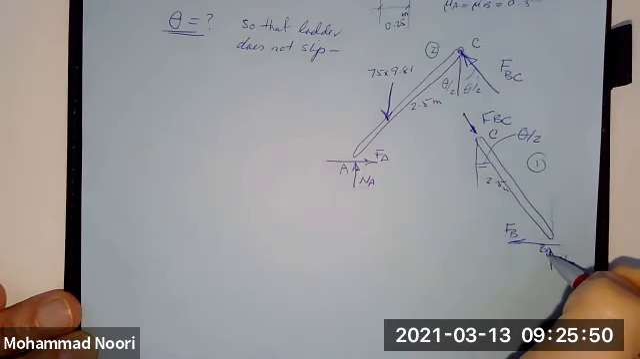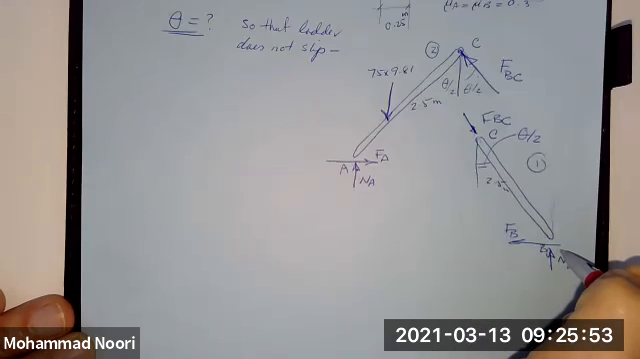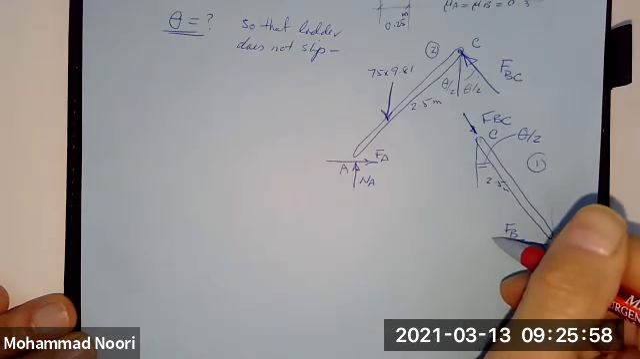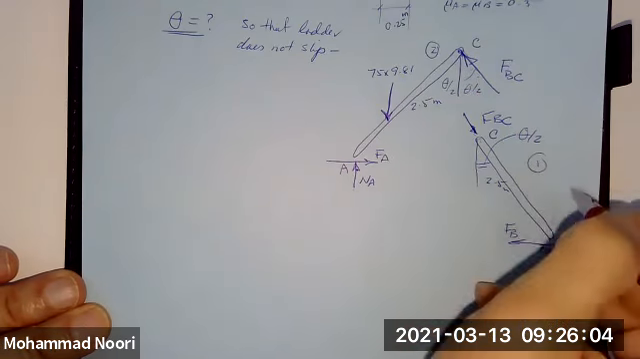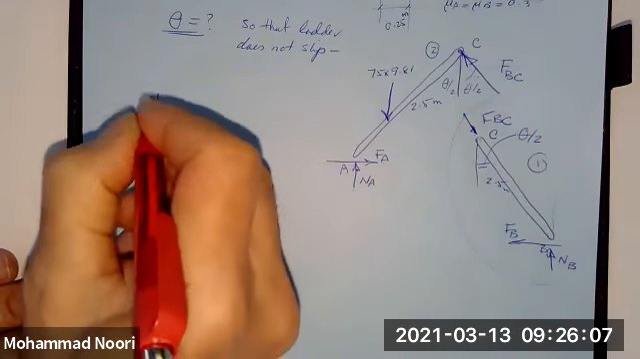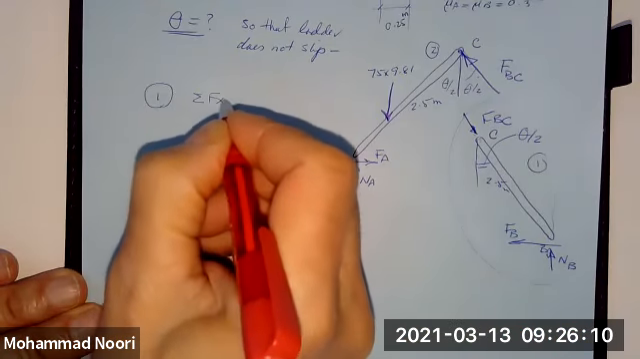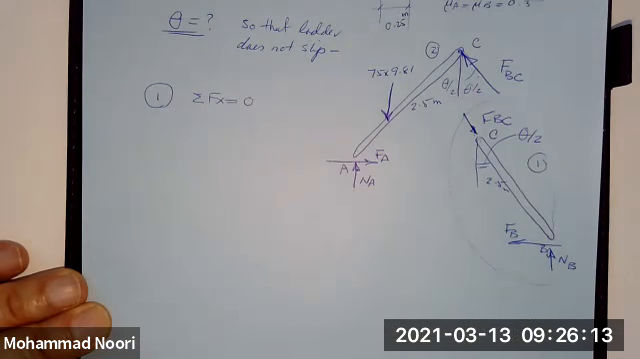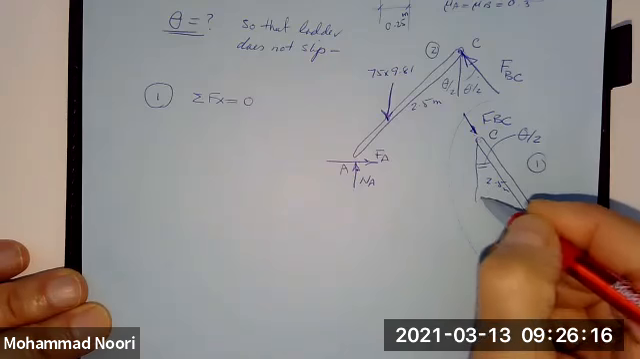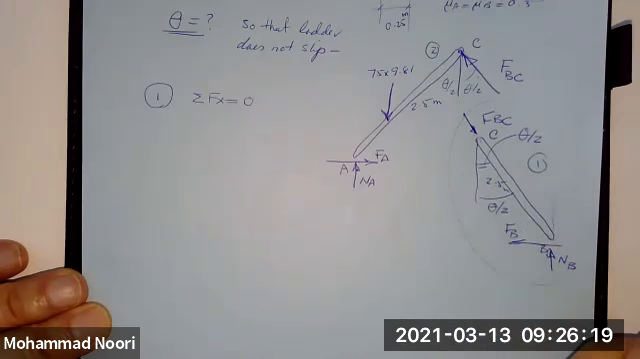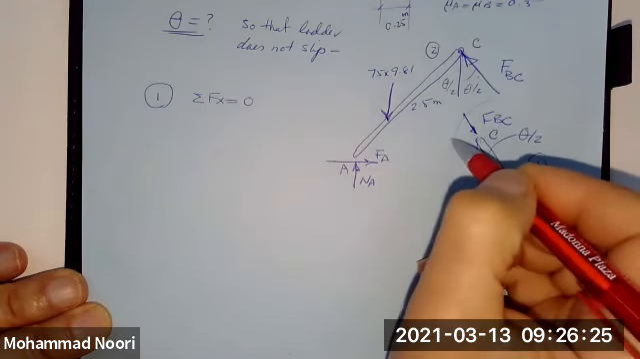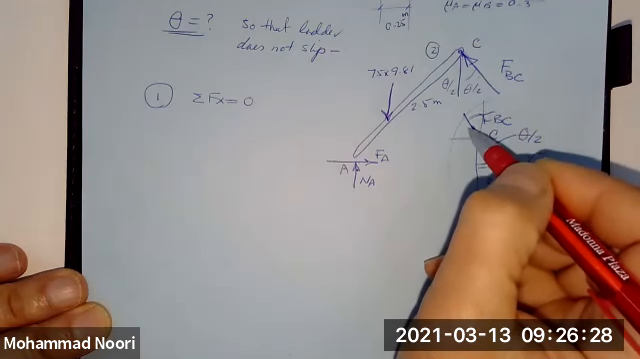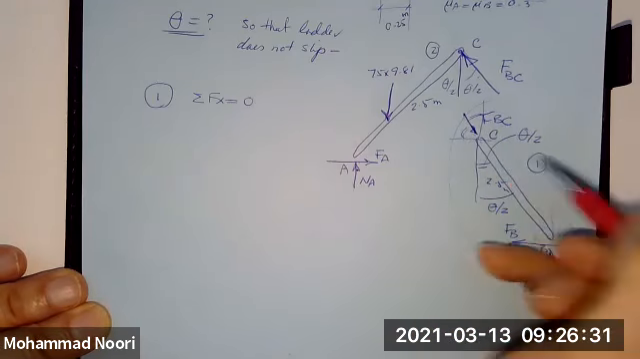I look at this problem and I see that although I have two unknowns here, because F of B is also mu sub n, but by the way, mu's are given. This is easier to start with this one. So I start with this one. I write summation of forces along x is equal to 0. This is theta over 2, and this is 90 minus theta over 2.